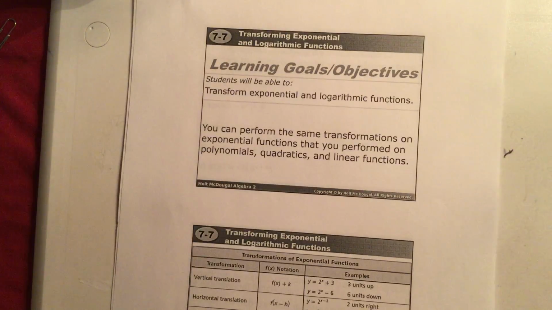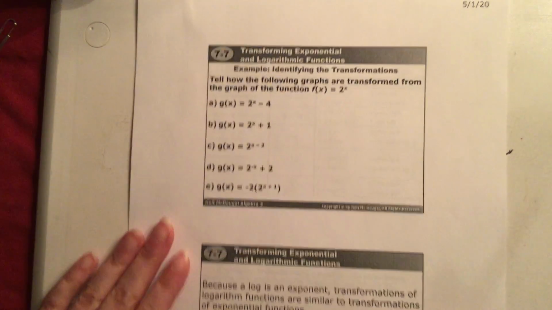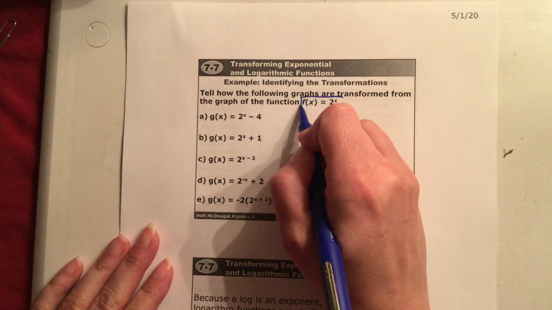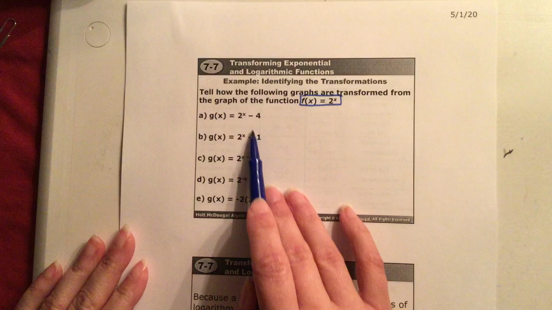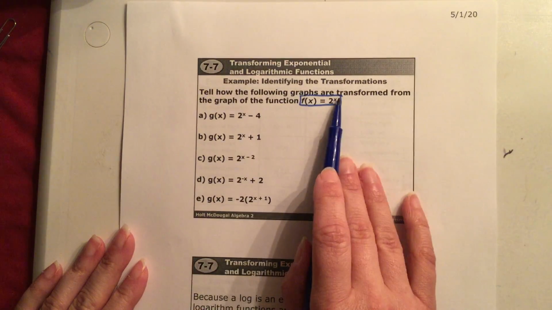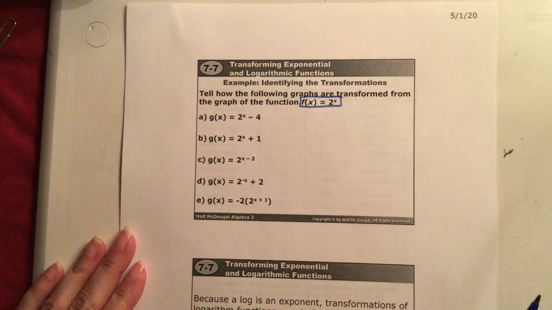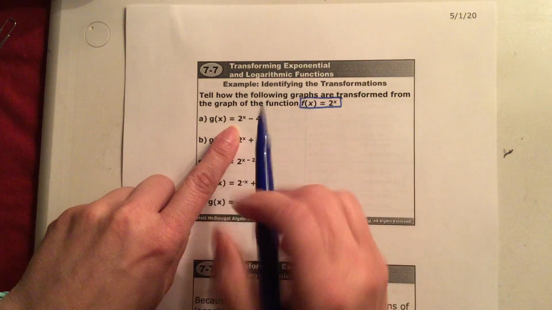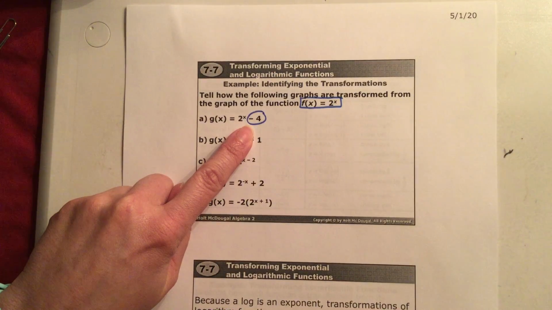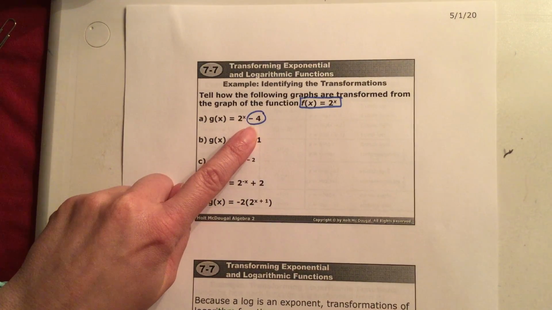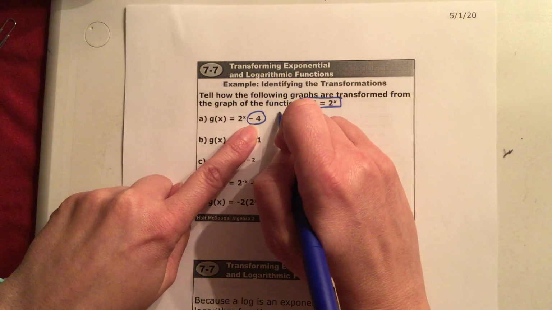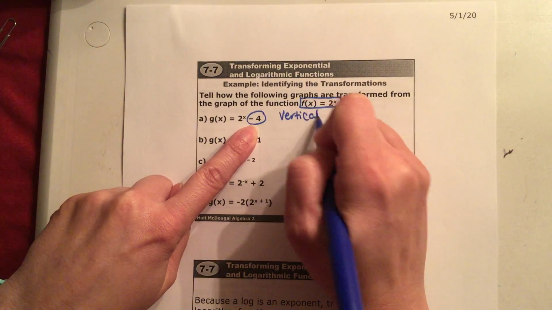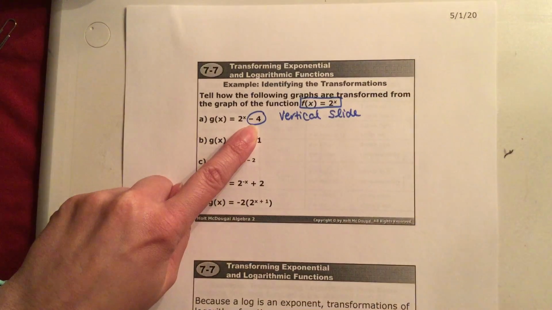So let's go ahead and look at transformations of exponential functions. So here is the parent function. The parent function is 2 to the power of x. We have to identify what transformations occurred from 2 to the power x to get to the new function. So for part A, I still have 2 to the power of x, but what's new is minus 4. It's not within the exponent. Anytime you're adding or subtracting, it is a slide or a translation. If it's in the exponent, it's horizontal. If it's not, it's going to be vertical. So this is a vertical, and you could put slide or translation.